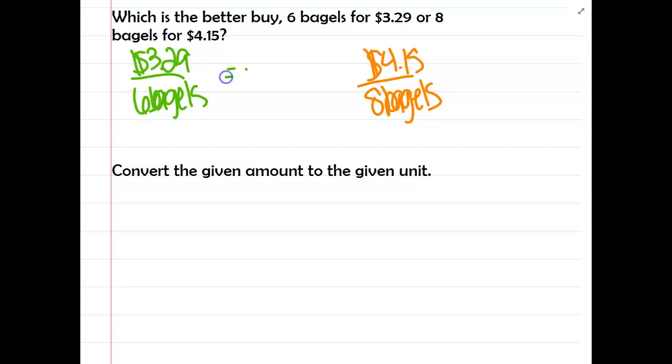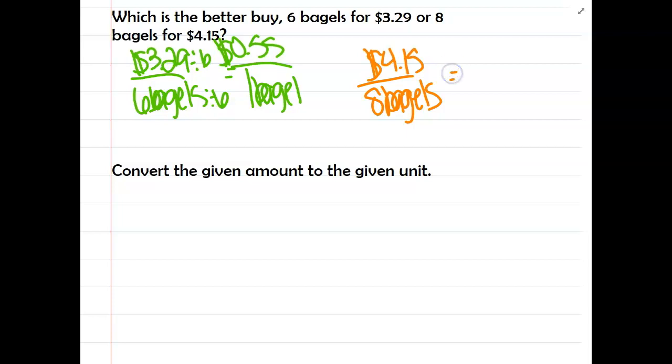So what I want to figure out is, in this first scenario, what's the cost for just one bagel? What's the cost if I were to break it up into one bagel? Well, how would I do that? What do I do? You're just going to divide by the denominator. That's all it is. So we're going to divide the numerator and the denominator by 6. When you take $3.29 divided by 6, you get about 55 cents for one bagel. In that first scenario, it's about 55 cents for one bagel.